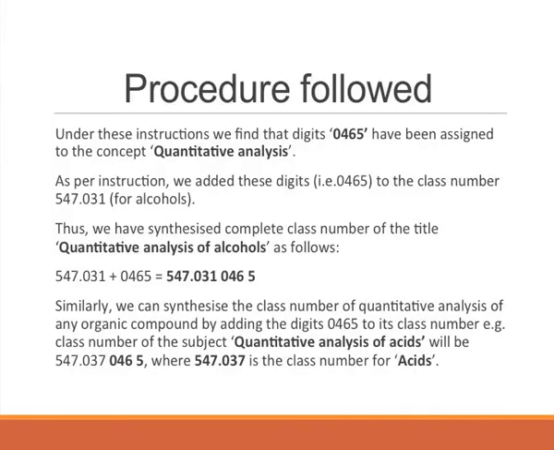For example, for acids, we can see in the schedules how we have added and from where we have taken these digits. You can see the specific pages of the DDC schedules from where we have taken the digits for the base number, the common instructions or the footnotes, and how it is given. You have to go and see in the DDC and you will be more clear about that when you see the specific DDC pages from where these instructions have been taken.